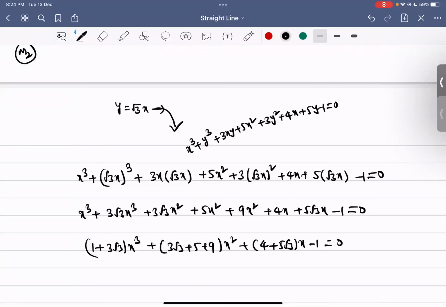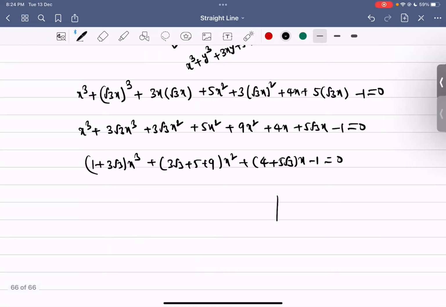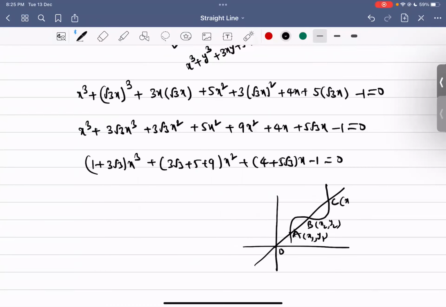The diagram will be the same as before. This is the curve, and this is the line. The line intersects the curve at A, B, C. Therefore, A coordinates are x1, y1, intersection points. B coordinates are x2, y2. C coordinates are x3, y3. Here, the distances OA, OB, OC are being asked. In the question, it is OA into OB into OC.